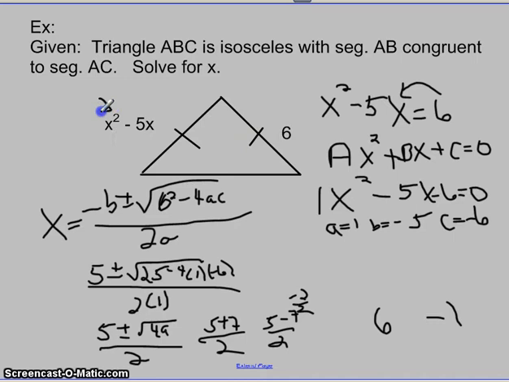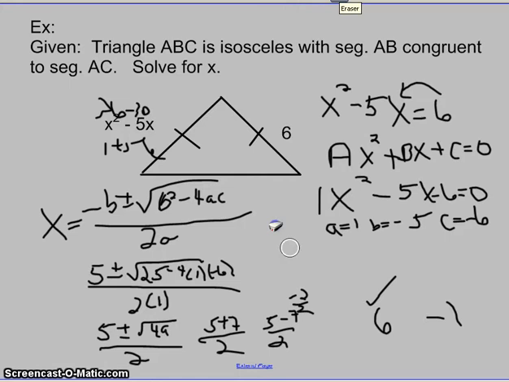So 6 squared is 36, minus 30 would give me 6, so that one checks out. Now negative 1 squared would be 1, and then negative 1 times a 5 would be a plus 5, which gives me 6, so it works out. So we know that we came up with the right answers from checking it.